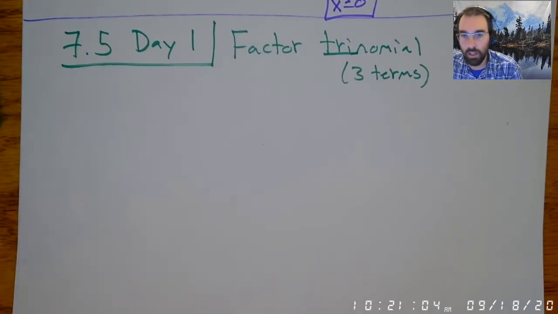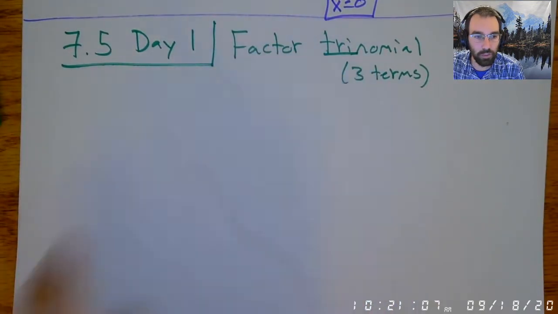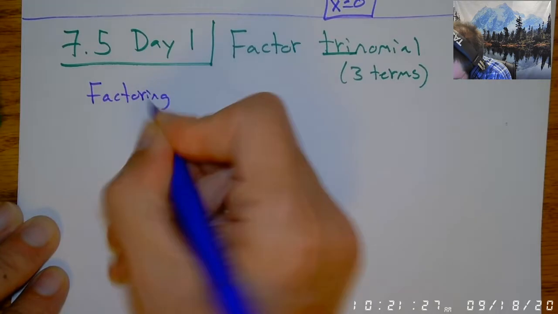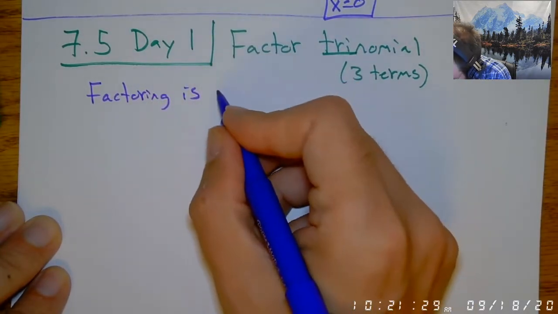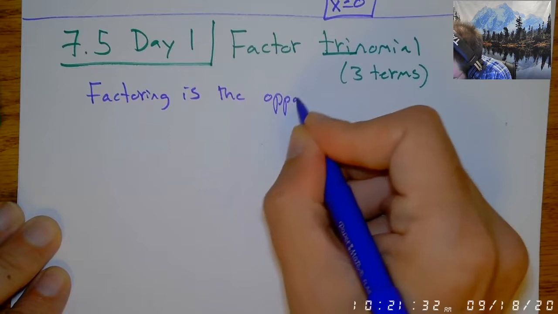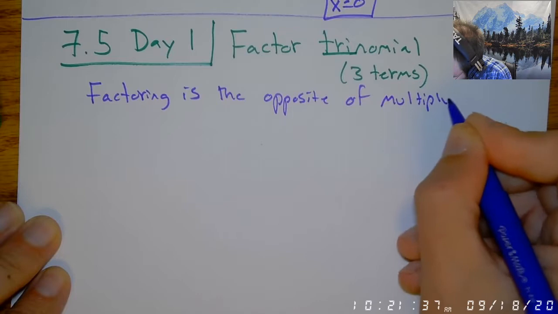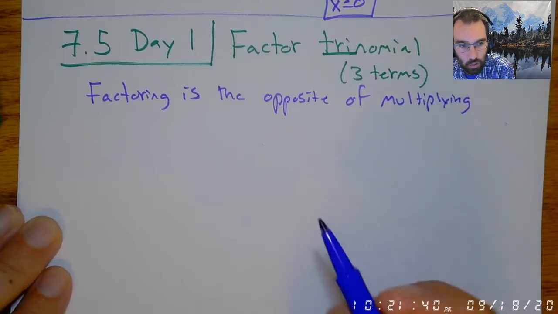Okay, so factoring is going to be working backwards from when we first started chapter 7. The first thing we did, I don't know if you guys can remember, is we multiplied. So factoring is the opposite of multiplying. We're going to go backwards.